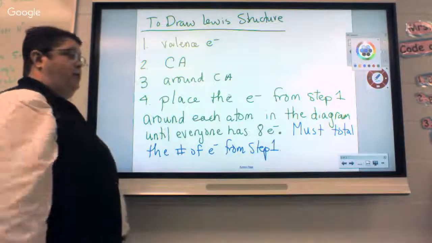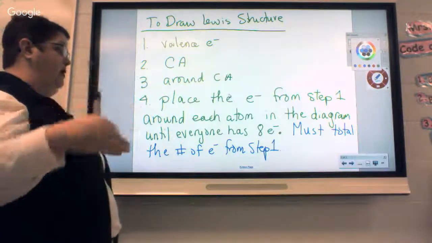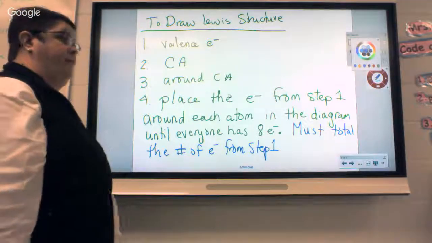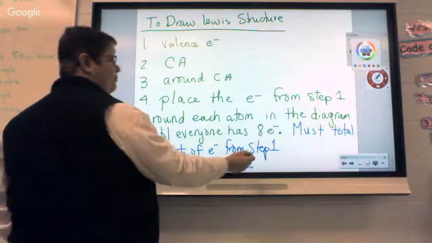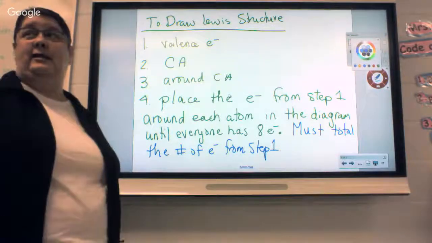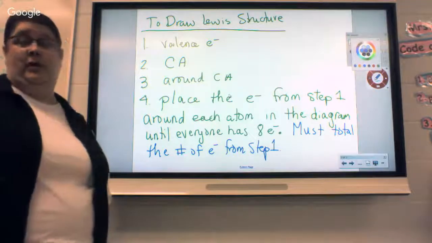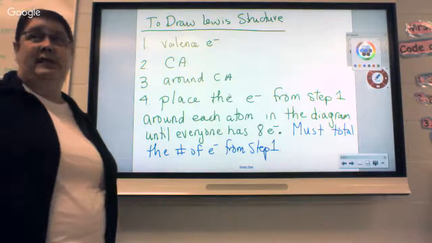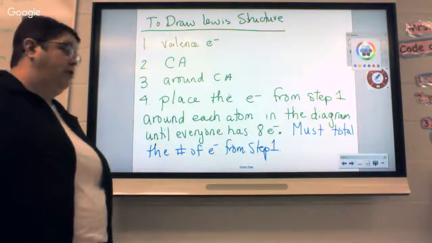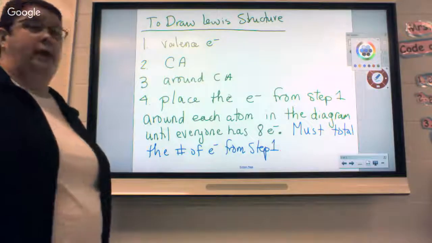So if you add up 32 electrons, you're placing 32 electrons around each of those atoms until everybody has 8. It has to equal what you got from step one. You can't exceed what you had in step one. You can't have less than what you had in step one. So if you have 8, you can only put in 8 dots total. You have 32, you put in 32. You have 40, you put in 40.